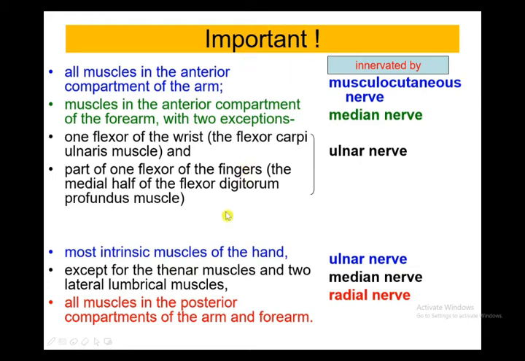So, some important tips you need to take away. All the muscles in the anterior compartment of the arm are innervated by the musculocutaneous nerve. The anterior compartment of the forearm, with two exceptions, is innervated by the median nerve. What are those two exceptions? These two muscles are actually innervated by the ulnar nerve. Most intrinsic muscles in the hand are innervated by the ulnar nerve, except for the thenar muscles and the two lateral lumbricals. They are innervated by the median nerve. And all the muscles in the posterior compartment of the arm and the forearm are innervated by branches of the radial nerve.